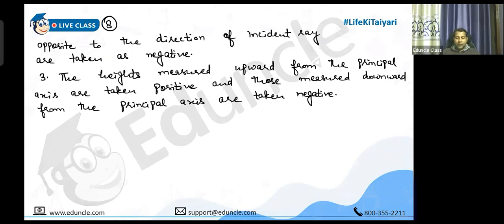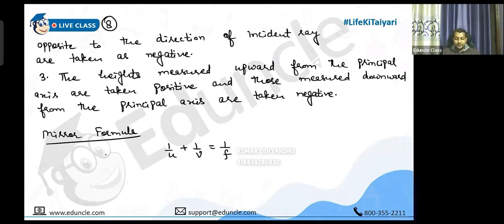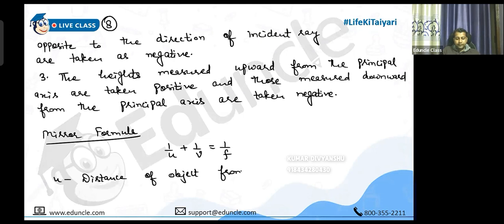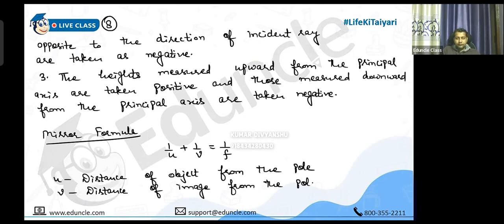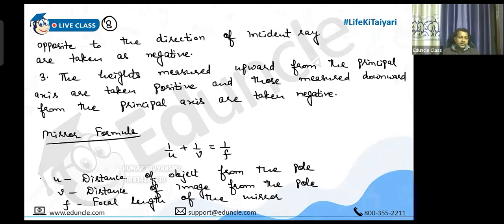So I will be straight away writing the formulas, for example, the mirror formula and all. We are not going into the derivation at all because they are not to be asked in the exam. The mirror formula is a relation between the position of the object, image, and the focal length of the mirror. U is the distance of the object from the pole, and f is the focal length of the mirror. This is true for both kinds of mirrors, whether concave or convex. This is a universal mirror formula.